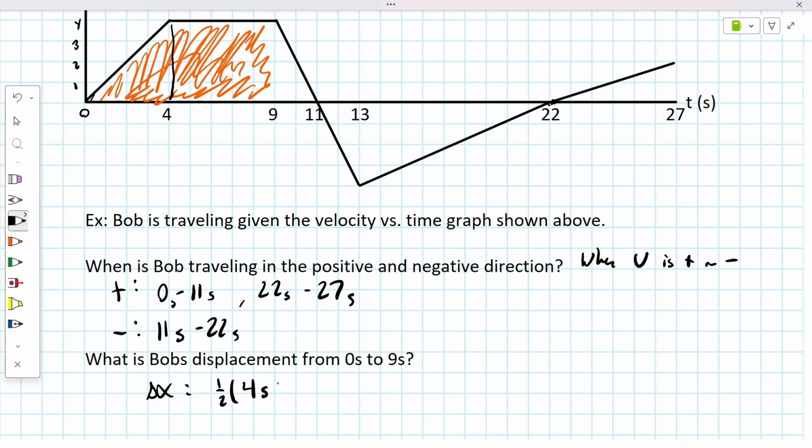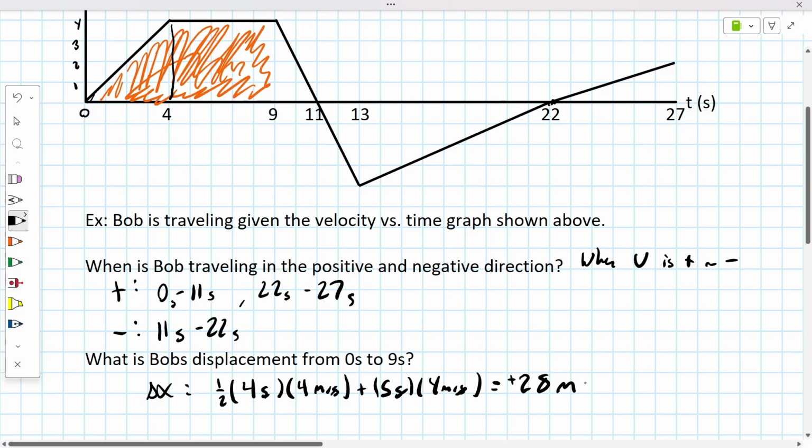So the 4 seconds times 4 meters per second, plus this square here, which is another 5 seconds times another 4 meters per second. So these seconds will cancel out and we'll just be left with meters. And if we plug all these into a calculator, we get 28 meters. And also note that this is a positive 28 meters because these values are all positive. And if you were to get negative, it would be in the negative direction, and that would be the displacement in the negative direction. Okay.